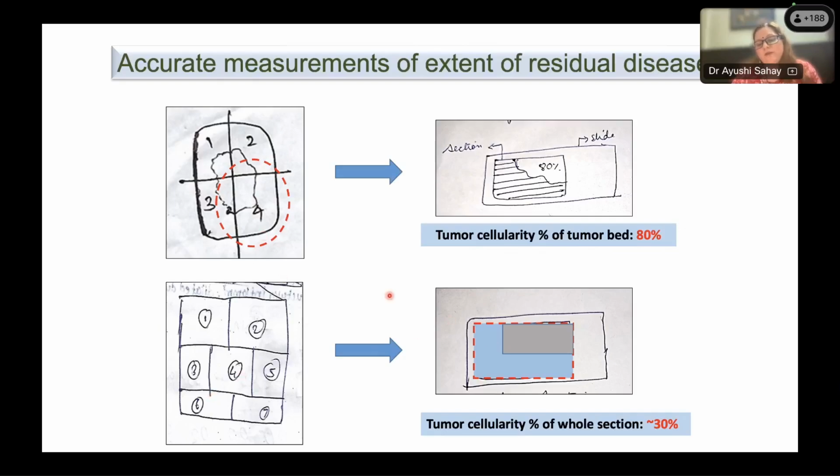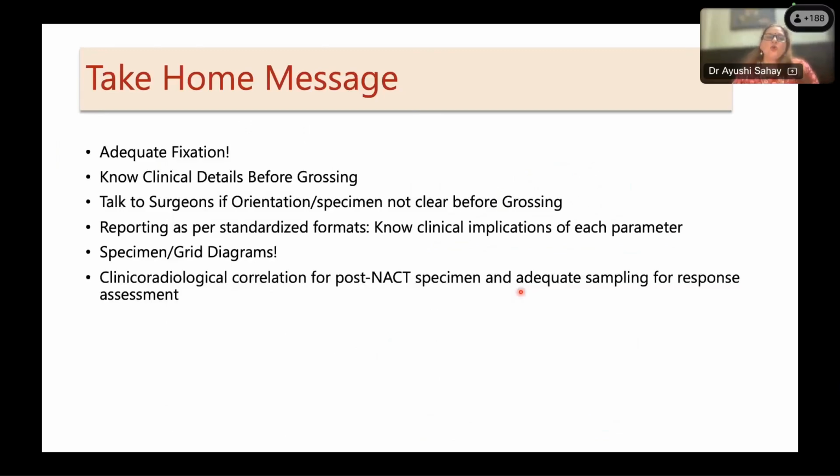So when you give the grid, you not only have to divide and give the sections, you also have to draw a diagram of what you think is the grossly identifiable tumor bed, and its orientation and margins accordingly, in a grid manner. This is how you do a reconstruction, so that you also correctly measure the extent of cellularity as per the diagram. Okay. So this is it for the post chemo response. I will be happy to take questions.